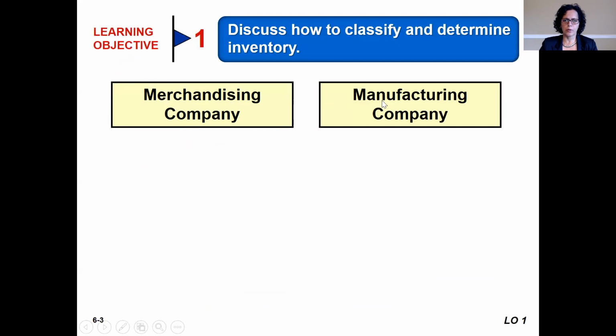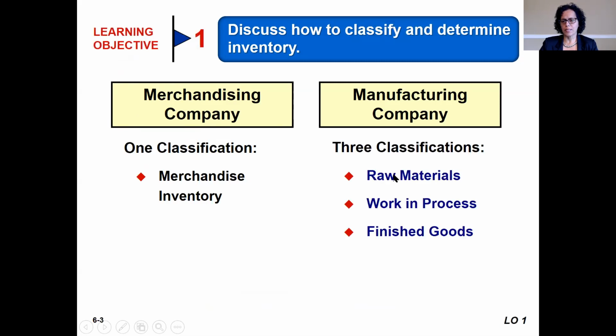The difference between these two: a merchandising business is basically a retailer who buys finished goods and sells the finished goods without doing anything else to it. A manufacturing business, on the other hand, will buy raw materials, work on it, change its shape and form, and make a finished good which they then sell, typically to the retail business. So for a merchandising business, they have inventory only in one form, the merchandise inventory. For a manufacturing business, it could be in three forms: raw material, work in process, or finished goods.